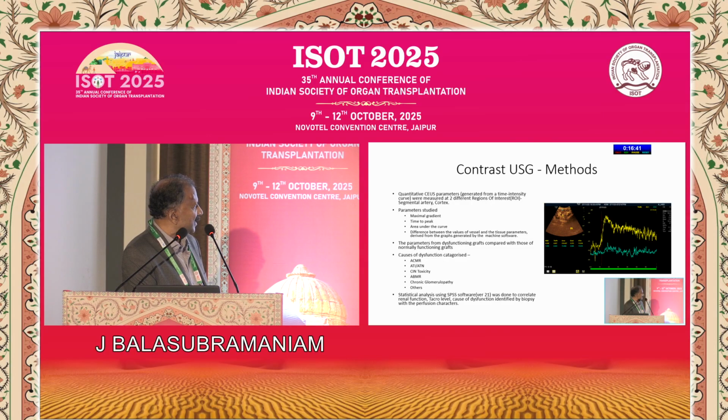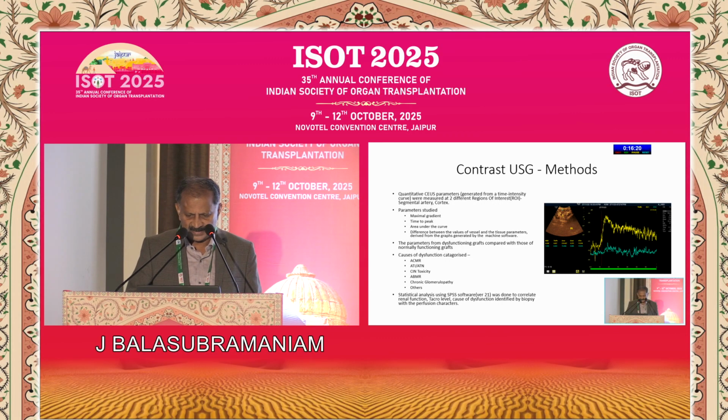The maximal peak uptake, the speed with which it is taken, and the decay. Some of them are given by the machine itself, but some of the other things I had to measure manually and make a big record. And these are the various causes of graft dysfunction.